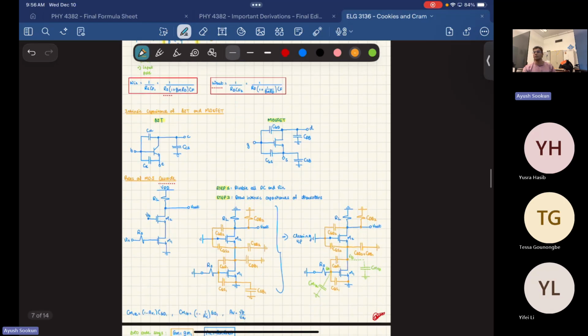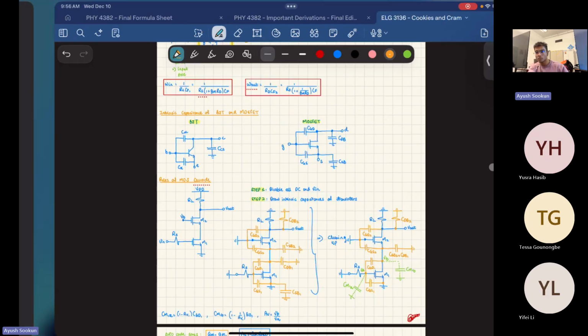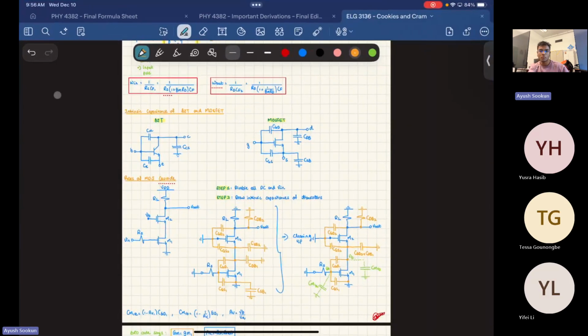So I put a timer. And you have the questions on chat here. When you're finding your Miller's theorem gain, are you shorting the coupling capacitor? Like if you have a coupling capacitor in your circuit, not part of the intrinsic capacitances, when you're finding your Miller's theorem across your intrinsic capacitances, do you short or open your coupling capacitor? I think you short it.